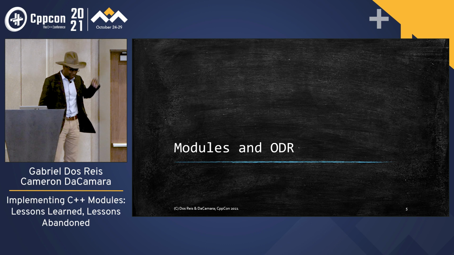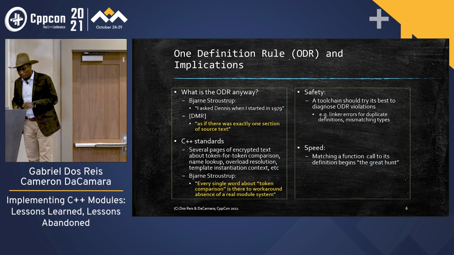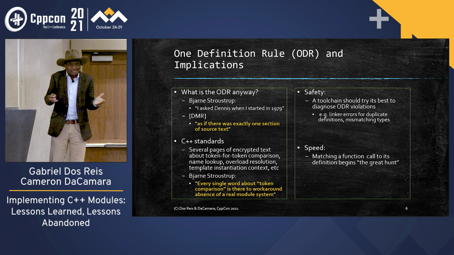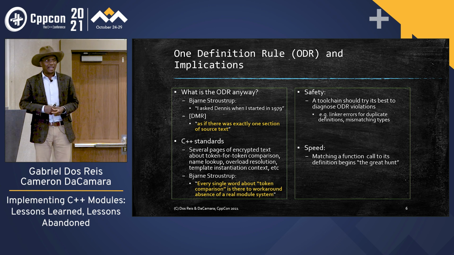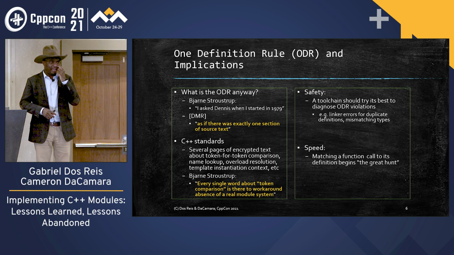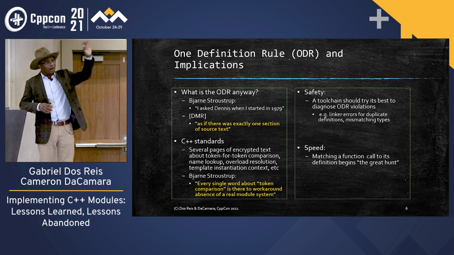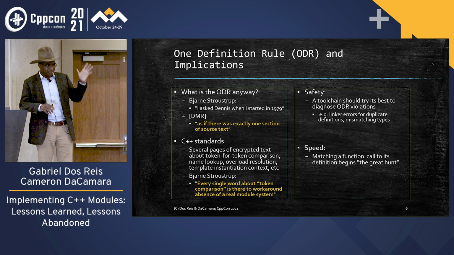So I just mentioned ODR and modules. What are they? When I started, I talked to Bjarne and said, hey, what is this ODR thing? And he said, well, when I started in 1979, I talked to Dennis Ritchie. And what Dennis said was, well, it's as if there is exactly one source text for the definition of an entity. That was what they had.